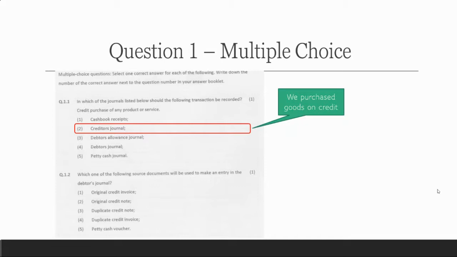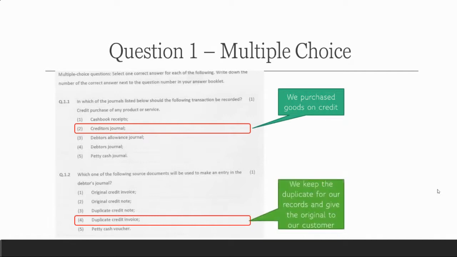The following one was which of the following source documents will be used to make an entry in the debtors journal. Remember when we talked about source documents, we have an invoice for debtors, but because we give the original to our debtor, we have the duplicate that we use. That is then the answer, the duplicate credit invoice. The reason they call it a credit invoice is because you've purchased on credit, otherwise they would use a cash invoice for your cash book receipts journal.